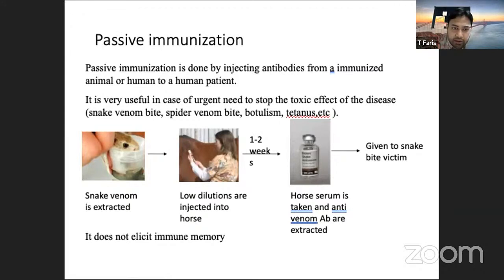So you can see the example here from the venom of the snake. We extract it and low dilutions are injected into the horse. After 1 or 2 weeks, you can see that the horse is producing antibody against the venom from the snake bite. And then we extract this antibody and give it to a snake bite victim in the human. Okay, because this antibody is produced in the horse. We use the horse as the host to produce the antibody. We don't test it on humans.